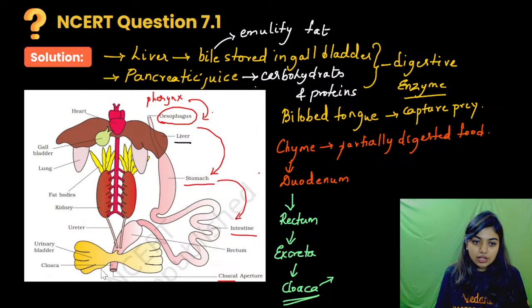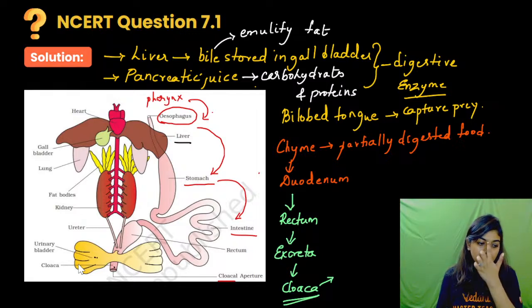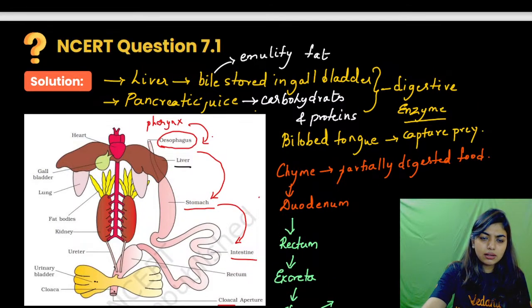Here you can see the small urinary bladder, and here is the cloaca. So the ureter is getting connected to the cloaca itself. There is no other opening, so everything is getting mixed up. Got it? Very easy, right?